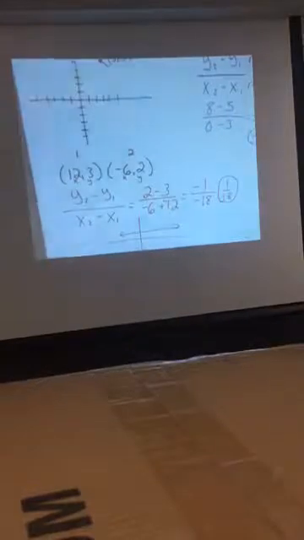So that is finding the slope of a line given 2 points. Hopefully that helps you out.